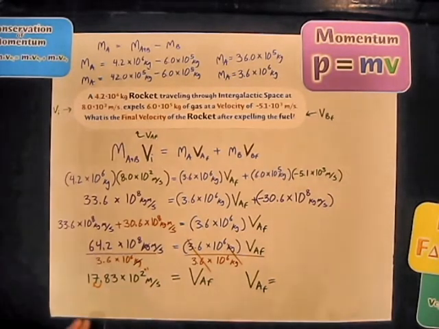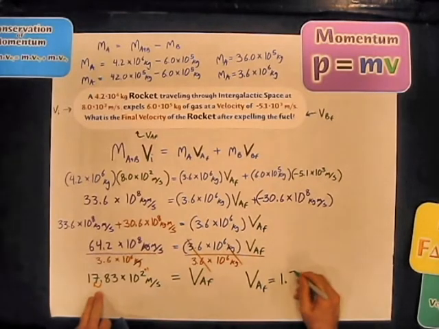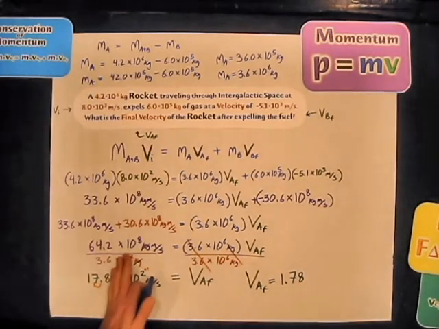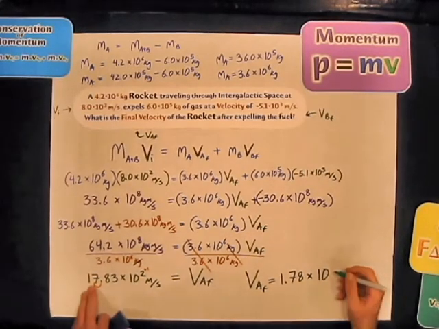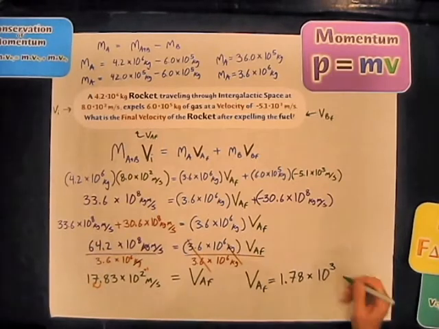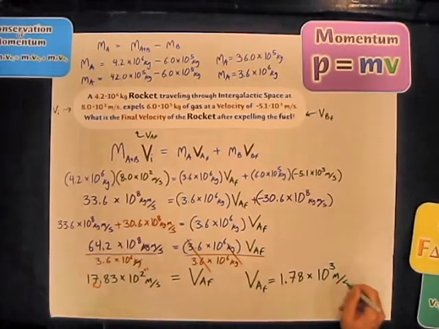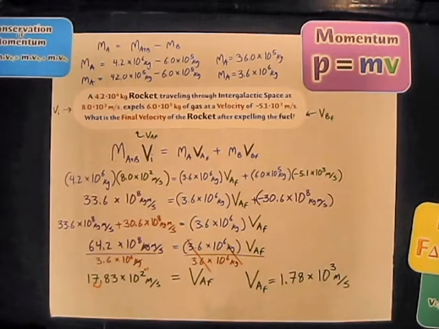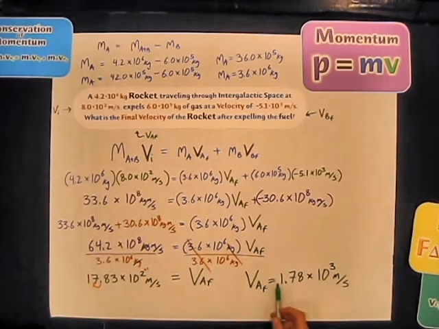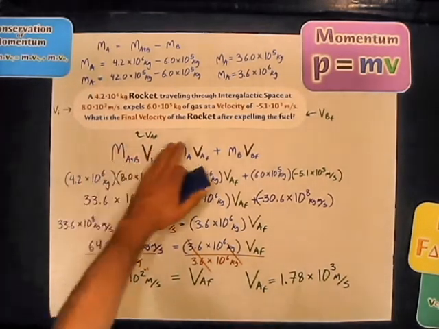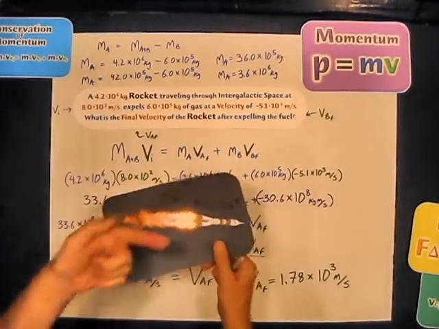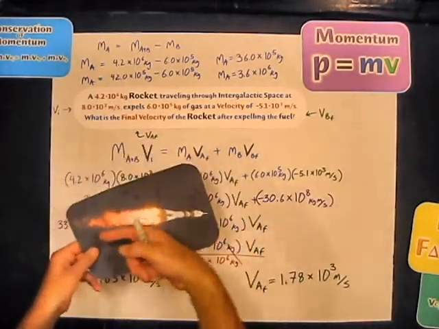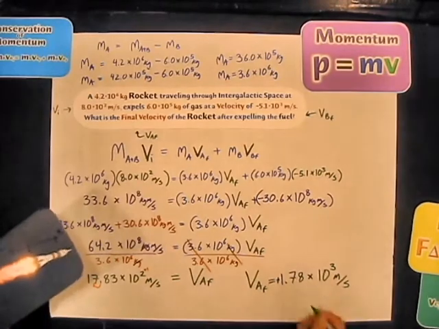So then I get 1.78, notice how I'm losing that 3, I'm just rounding to there, times 10 to the, what would it be? 3rd meters per second. Okay? And is that positive or negative? Just because it's probably important to say whether it's positive or negative. Remember, the rocket was defined as going this way. We defined that as positive, and the fuel was going negative. So I'll just put the positive sign.